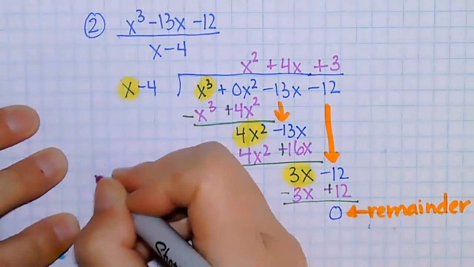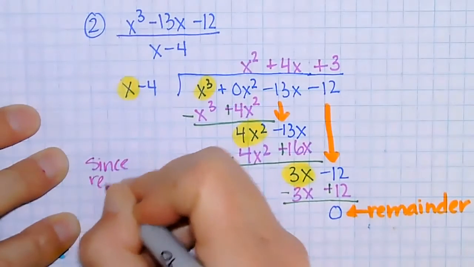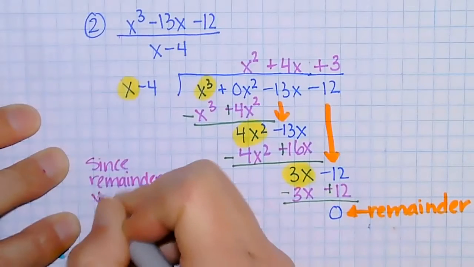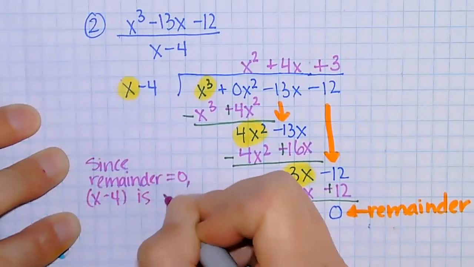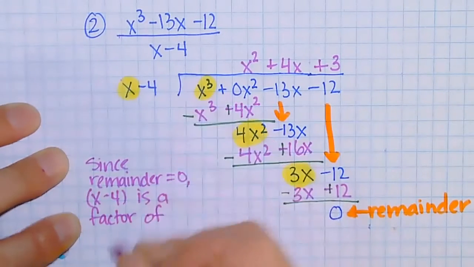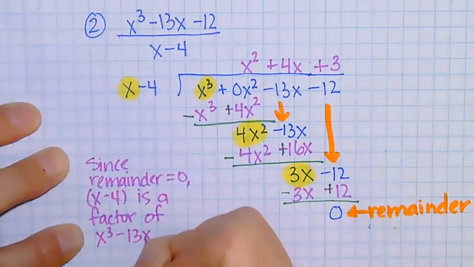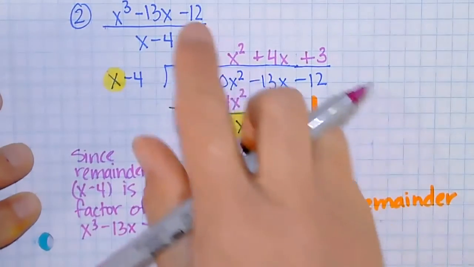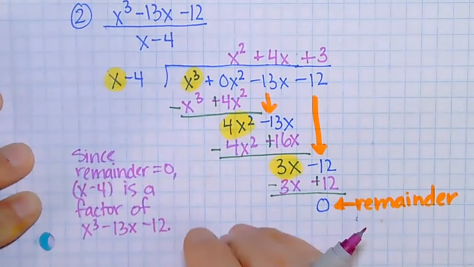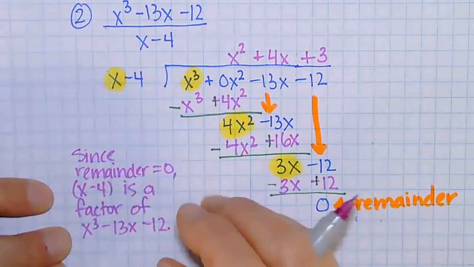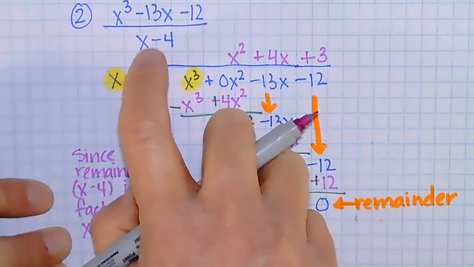Okay, so since remainder equals 0, x minus 4, I'll put it in parentheses, is a factor of the problem we were dividing into, which is x cubed minus 13x minus 12. So sometimes what they'll ask you to do is they'll say, hey, factor completely. Or they'll say, can you write it in with all linear factors? And so a linear factor would be like an x versus like an x squared. An x squared would not be a linear factor.